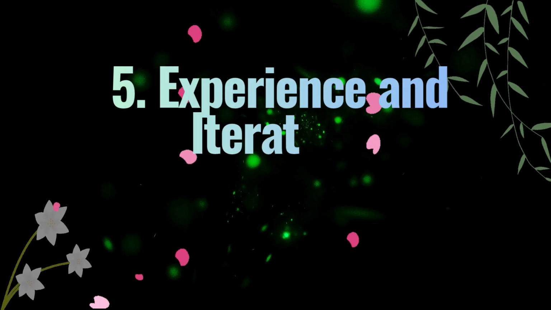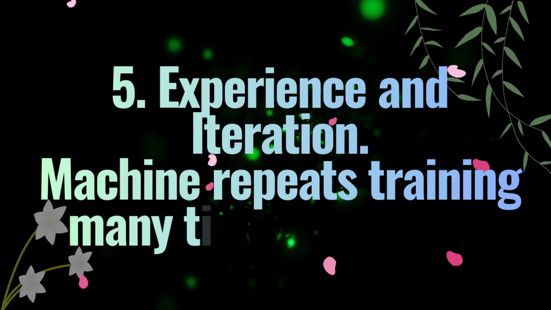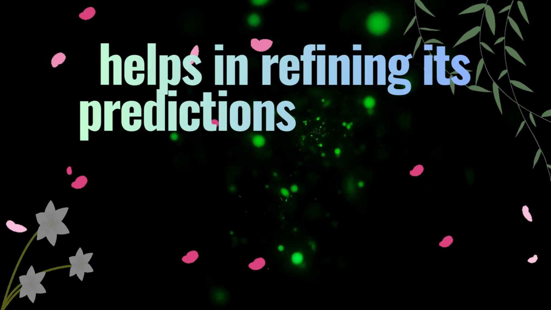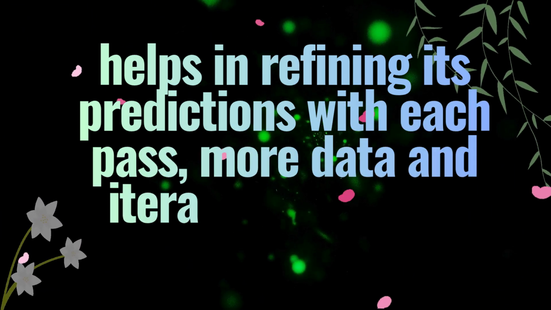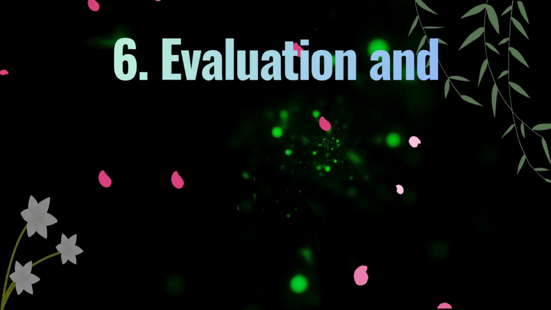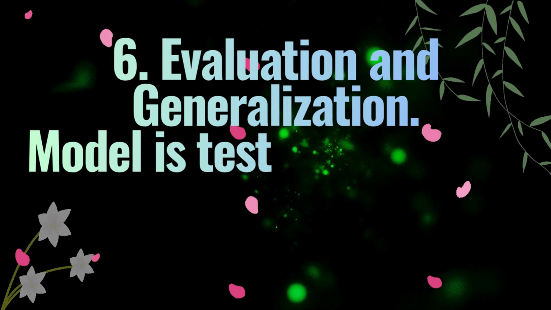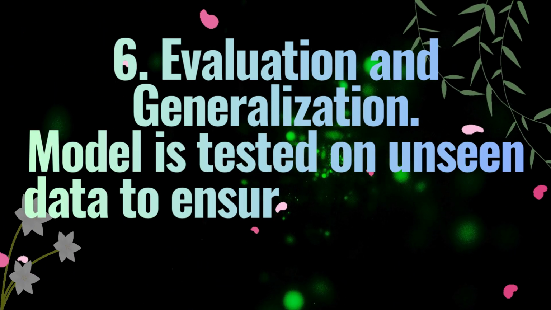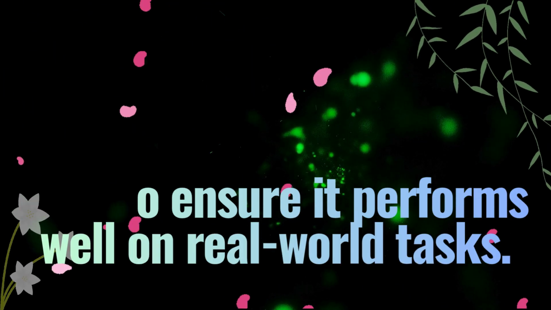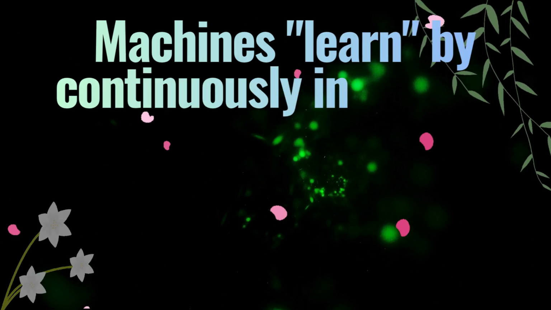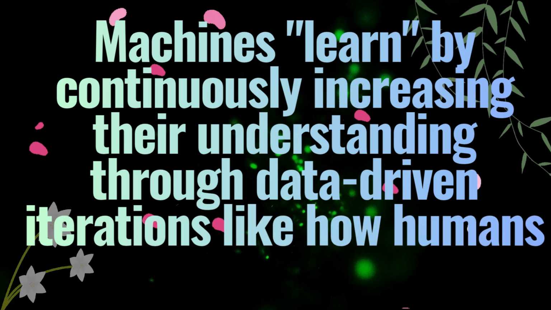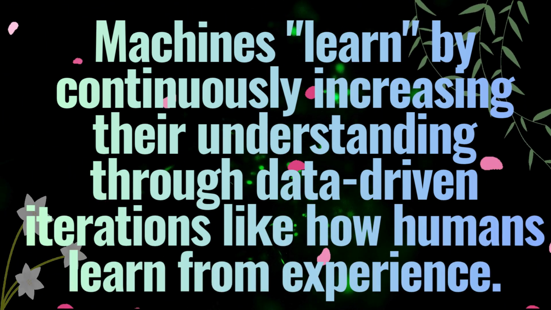5. Experience and iteration. Machine repeats training many times with data, which helps in refining its predictions with each pass. More data and iterations improve accuracy. 6. Evaluation and generalization. Model is tested on unseen data to ensure it performs well on real-world tasks. Machines learn by continuously increasing their understanding through data-driven iterations, like how humans learn from experience.